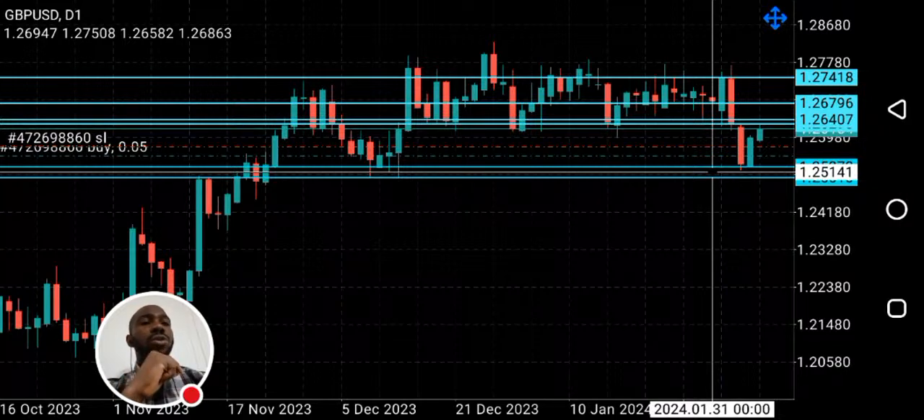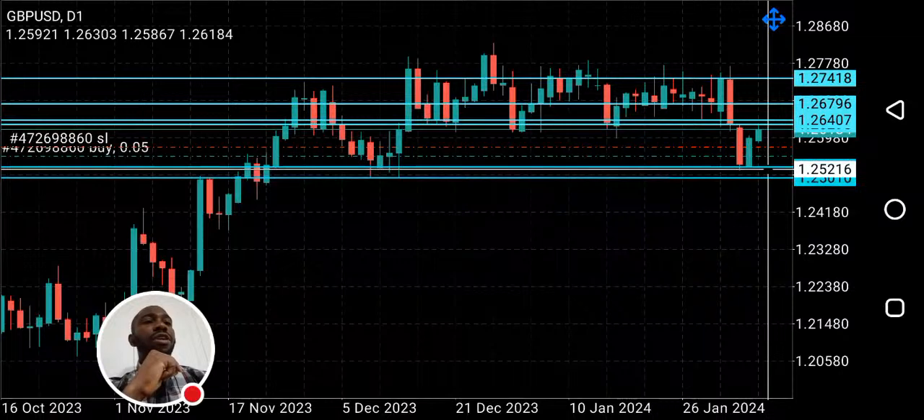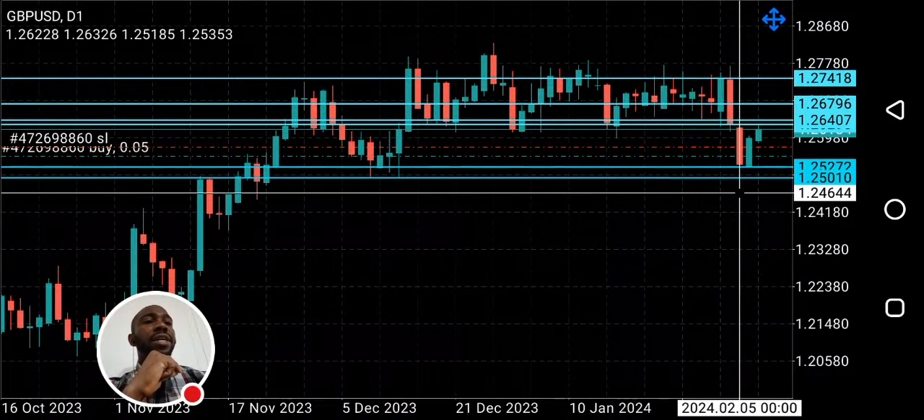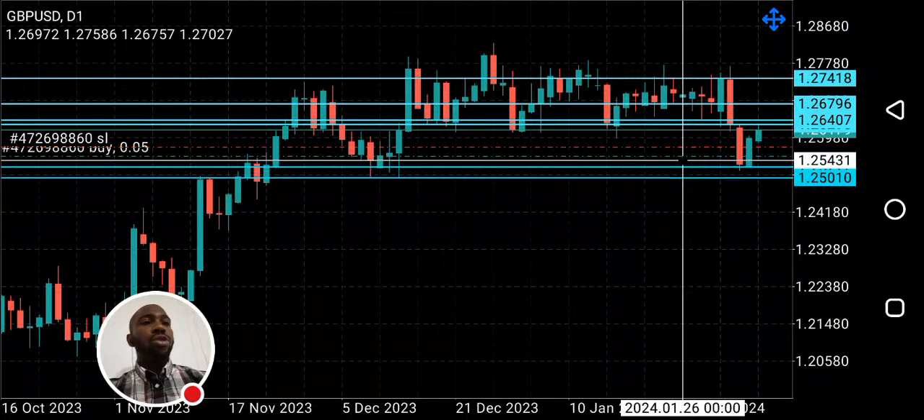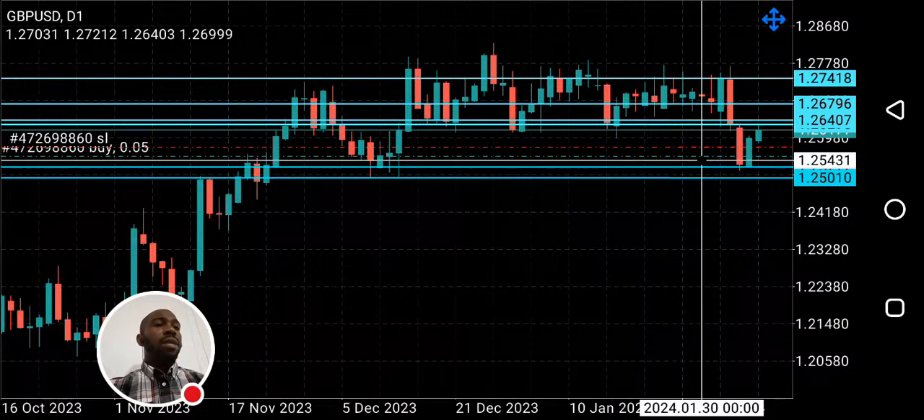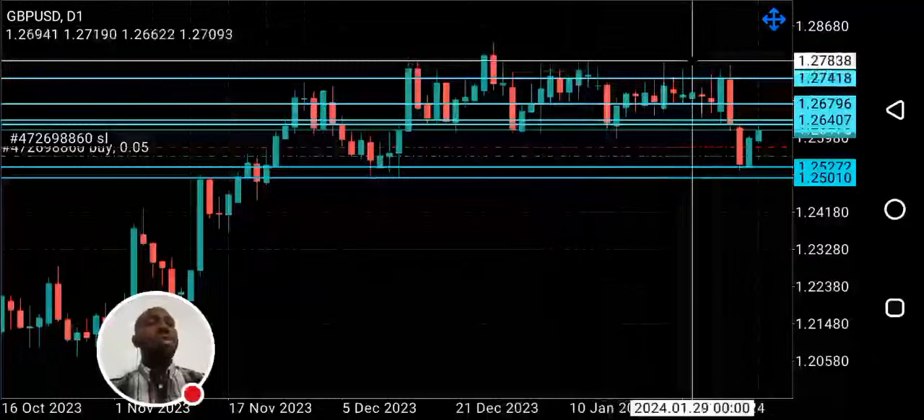If you are considering selling, you should wait for price to close below this support zone. That's when you will consider selling. But at the moment, the bulls are still in control. You cannot sell. I'm expecting liquidity at this previous high to be cleared. That's my expectation for GBP USD this week.